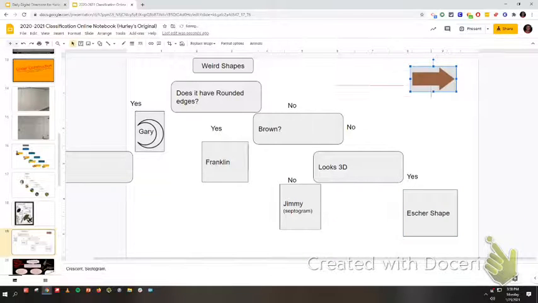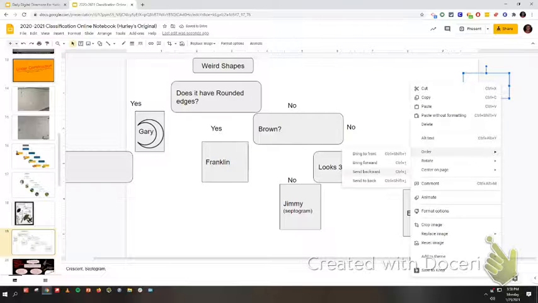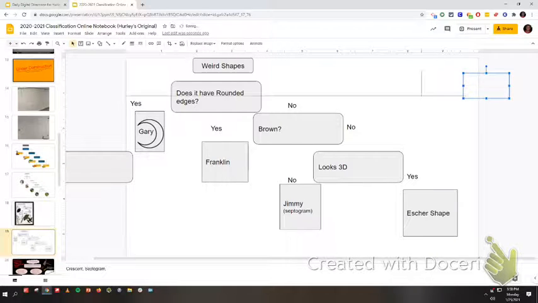And this one on my screen, it looks brown. I'm hoping that's what it looks like on yours, and it disappeared again. I don't know what's going on with these. I'm not sure where it went. But that was a brown arrow, so it says, does it have round edges? No. Is it brown? Yes.